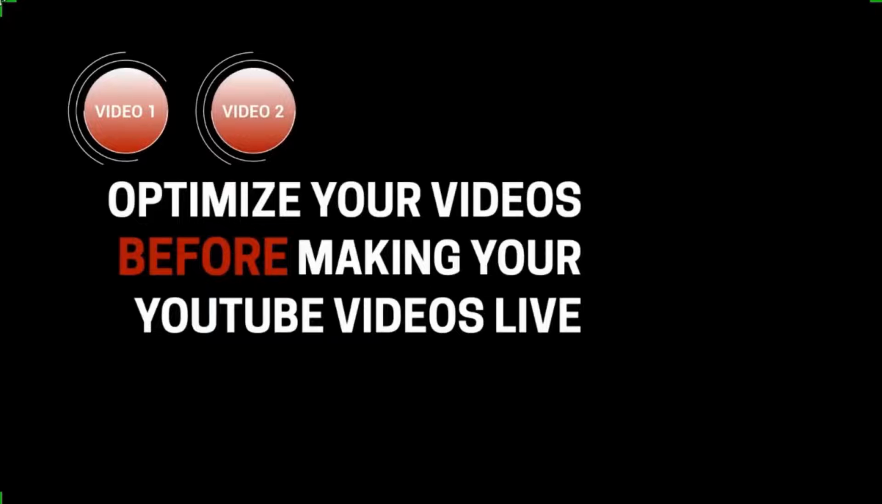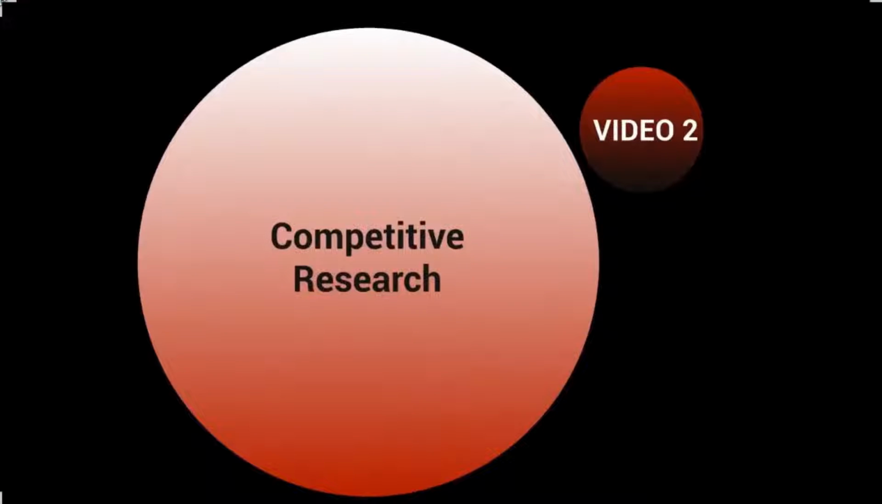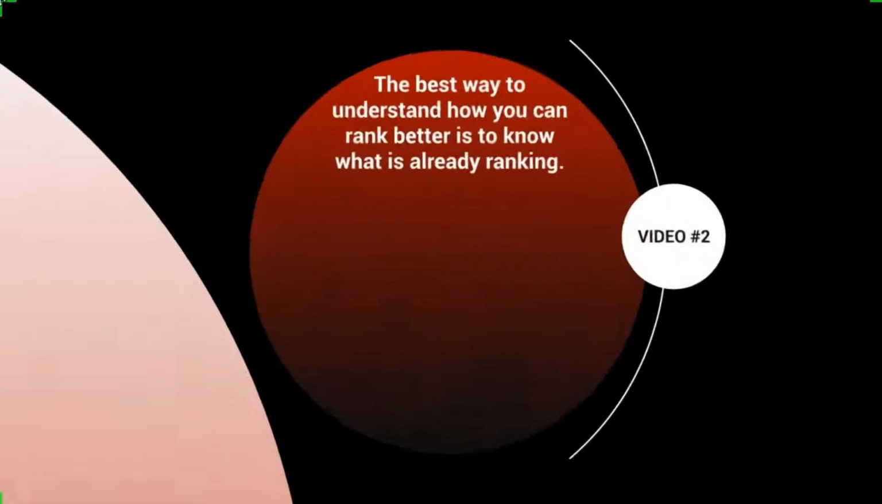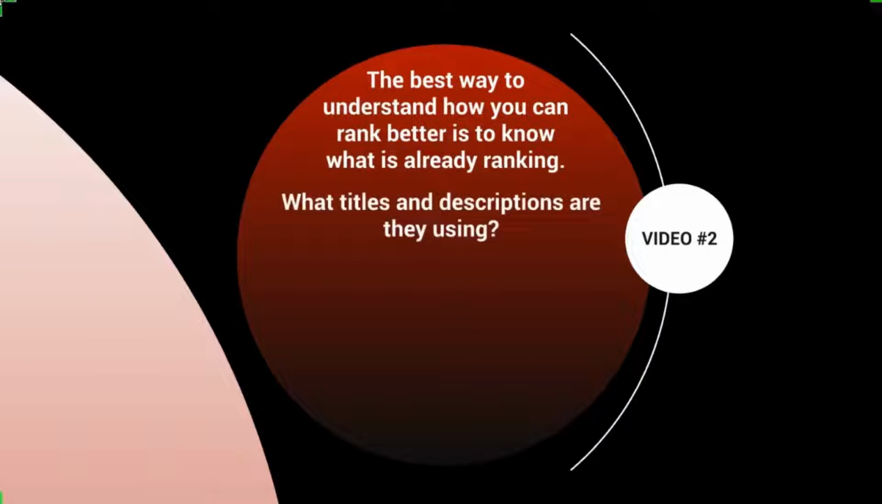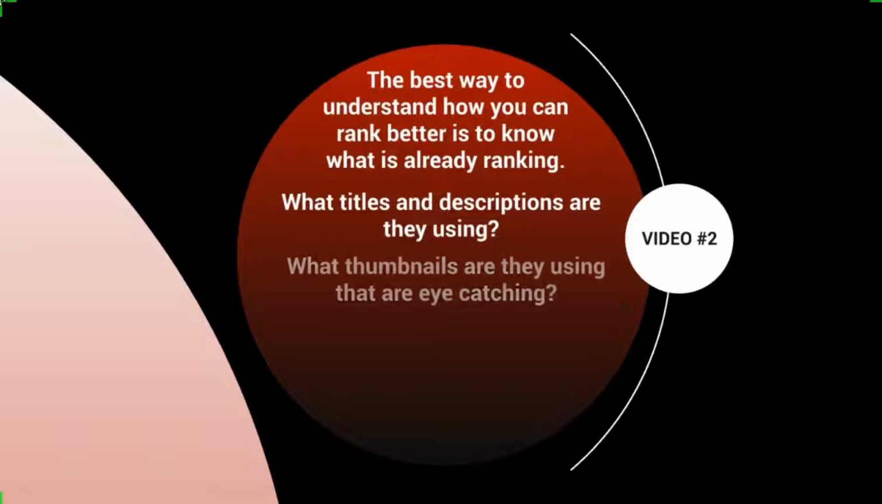Hello and welcome back. This is video number 2. So let's talk about competitive research. The best way to understand how you can rank better is to know what is already ranking in your niche or your market. So what we want to do here is analyze the videos that are on top. I want you to specifically look at what titles and descriptions they are using, what thumbnails they are using that are eye-catching, and what the user experience is like when you click through those videos.